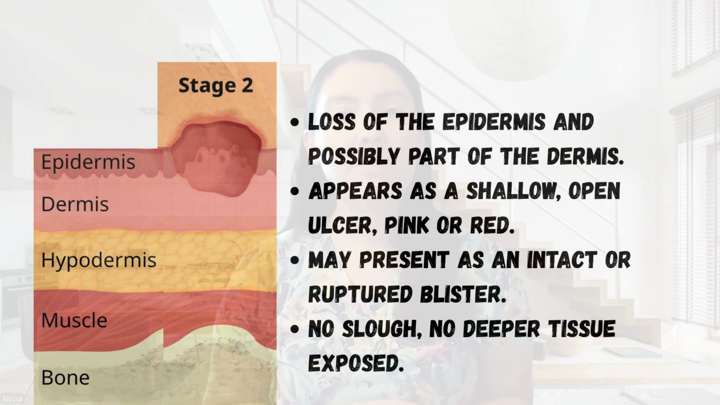Stage 2, there is partial thickness skin loss. The wound bed is pink or red. This may appear as a shallow ulcer or ruptured blister. There is no slough at this stage.